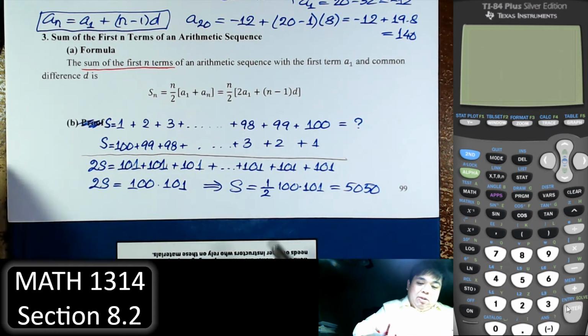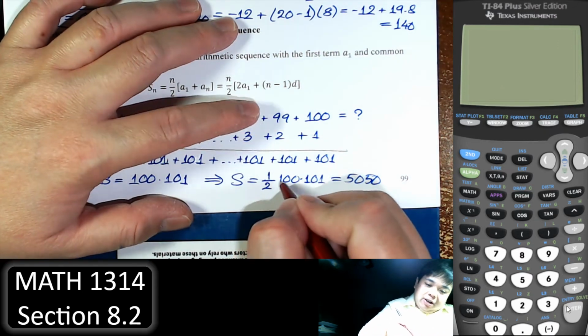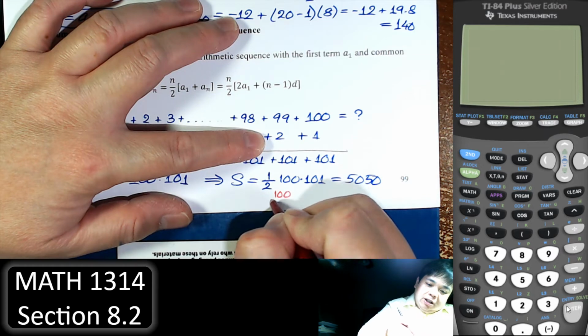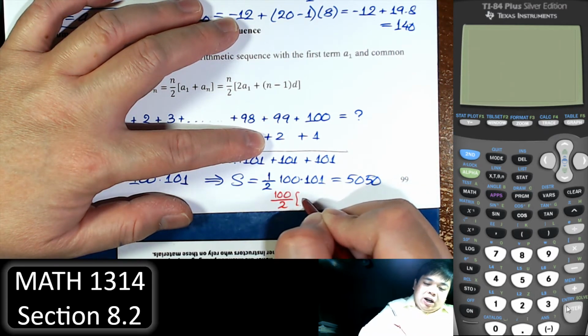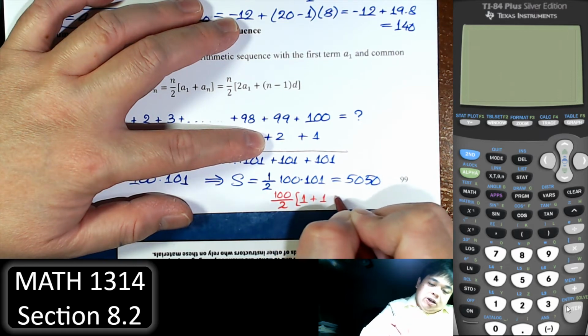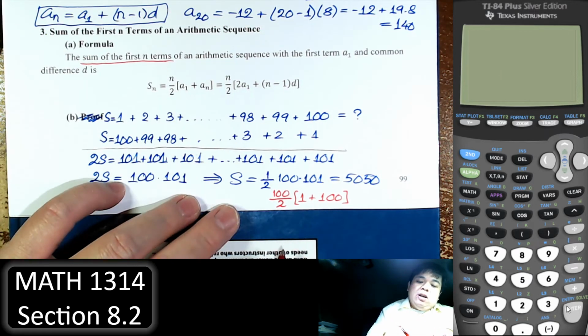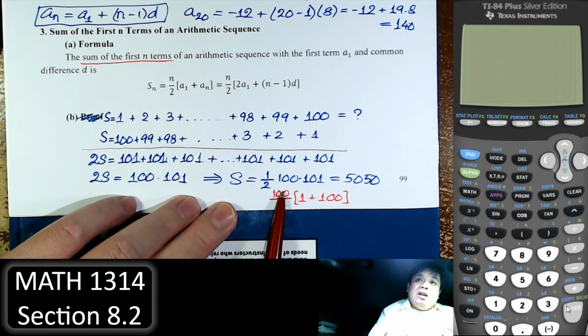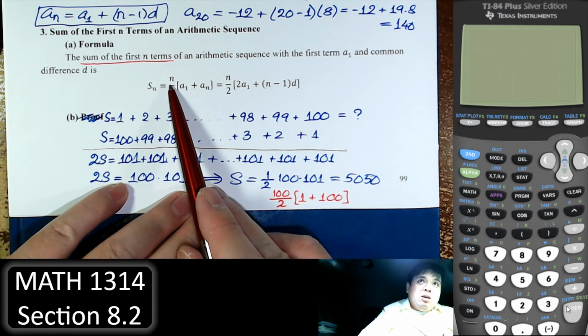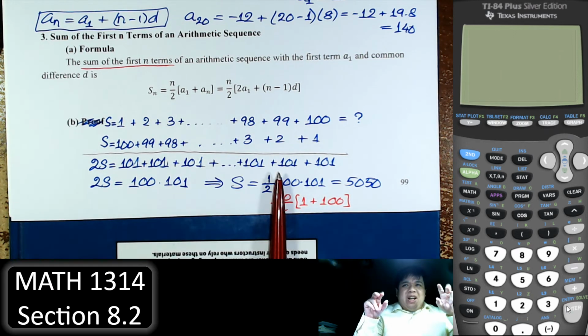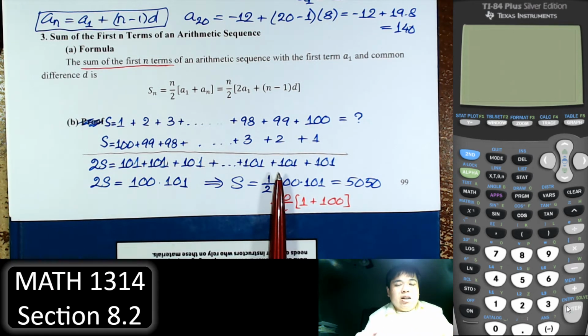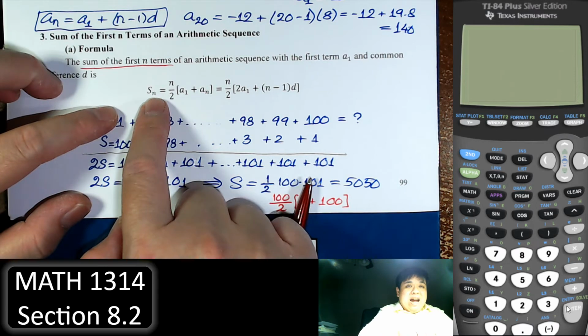Now, if I rewrite this as, we can have 100 divided by 2, and then 101, we can say 1 plus 100. So pretty much it is equal to how many terms we're going to divide by 2, and then the first term plus the last. So n is the number of terms divided by 2, the first term plus the last. Not really the last term because the sequence is indefinite, but the last term is the n term, I should say.